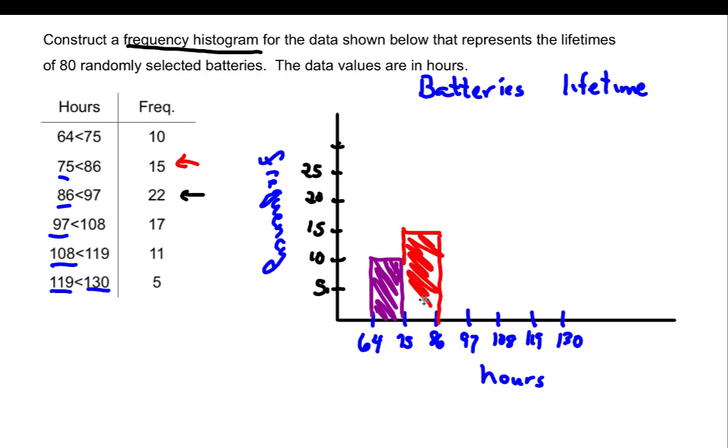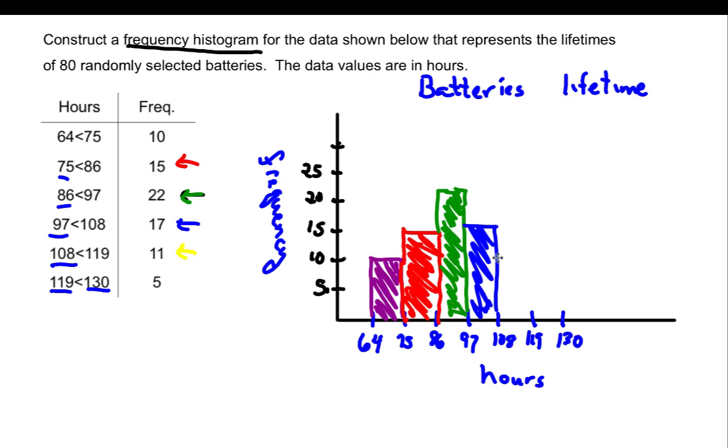Now notice, it's very important that you see there's no gaps in between our bars. They connect with each other. That's the difference between a bar graph and a histogram. So here our class starts at 86 and goes up to 97 and it has a height of 22. Height of 17. And we begin at 97 and end at 108. Next one has a height of 11.